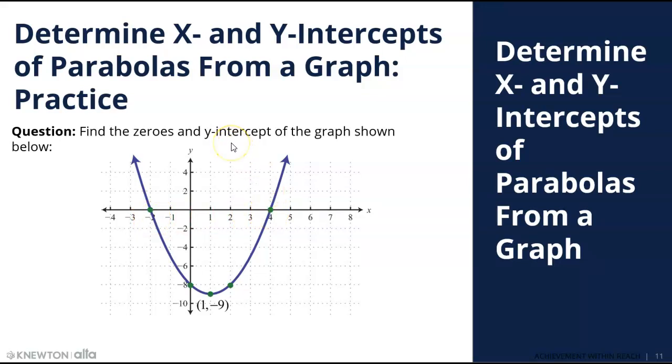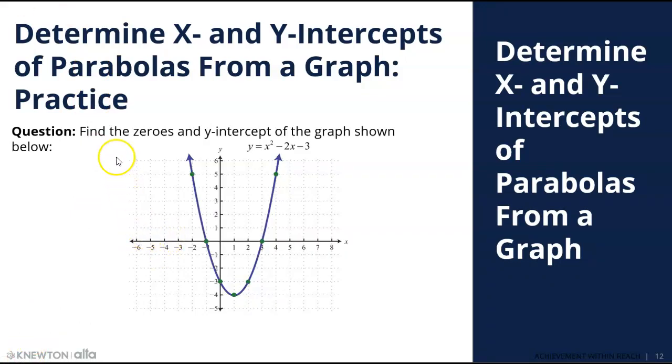Now the y-intercept is the intersection of the graph at the y-axis. So it is this point here where y is equal to -8, and that corresponds to the ordered pair where x equals 0 and y equals -8. So the ordered pair 0, -8.